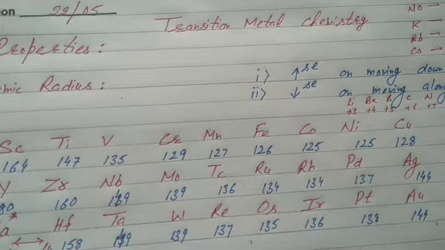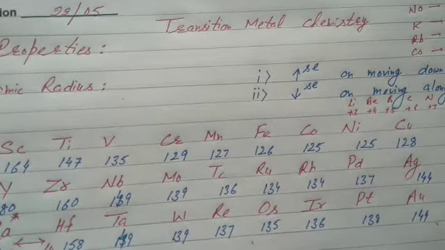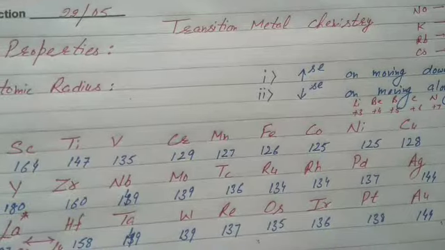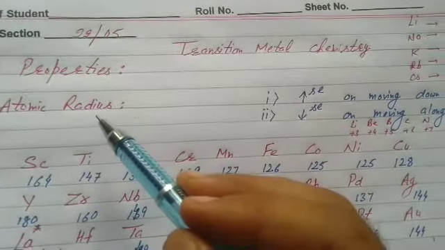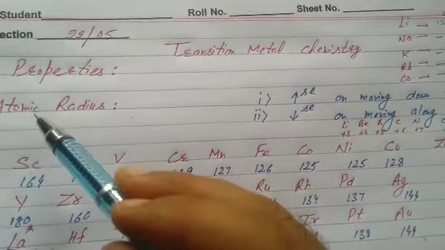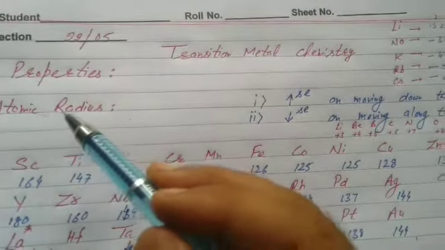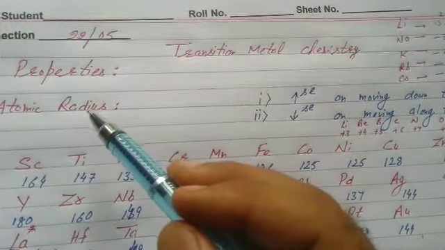Transition metals. Today we will study their general properties. And the first one is atomic radius, that is the radius of an atom, the distance from the center of the nucleus to the valence shell containing electron.